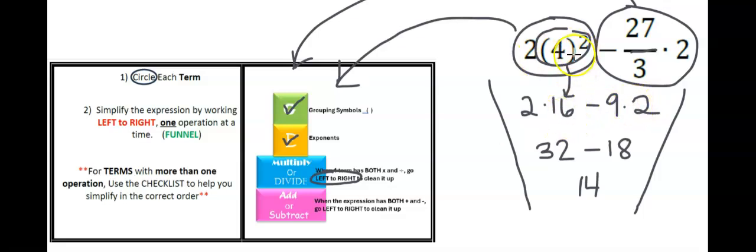Now that I've gotten rid of one of those operations in each of those terms, I'm now going to finish it. 2 times 16 is 32. 9 times 2 is 18. 32 take away 18 is 14. And now you have gotten down to that final simplified answer.